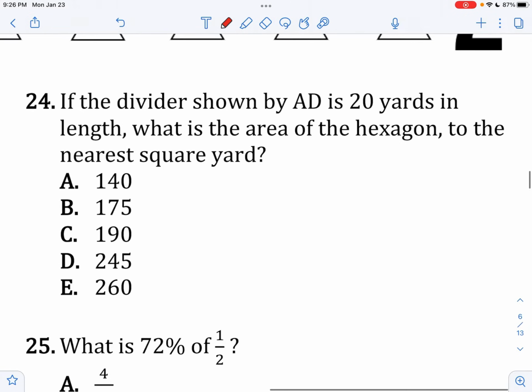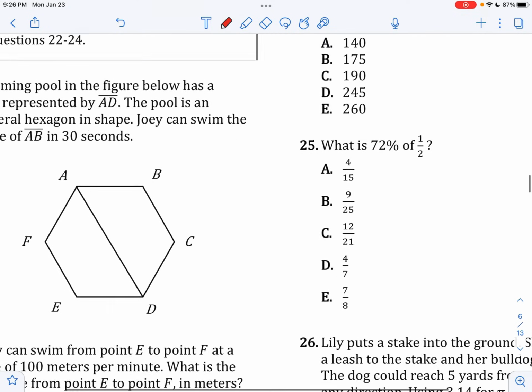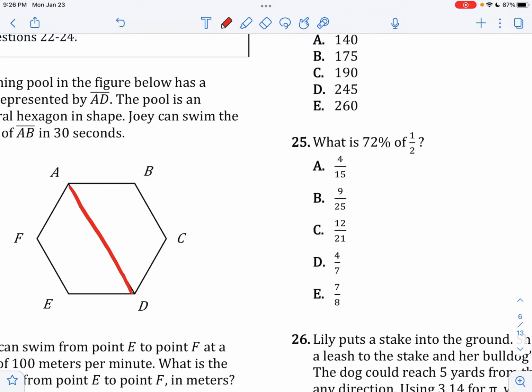If the divider shown by AD is 20 yards in length, what is the area of the hexagon to the nearest square yard? So if the divider is 20 yards, this is 20, that means that each of these, if you'll remember what this is looking like, each of these is actually an equilateral triangle. So this is 10 yards, this is 10, this is 10, etc. This is 10, this is 10.